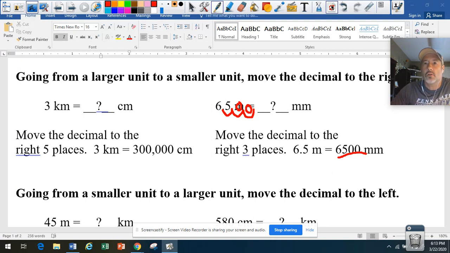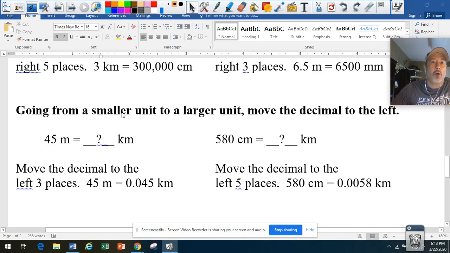So let's take a look here. Let's clear this. Now, what happens if we're going from a smaller unit to a larger one? Well, guess what? We're going to do the opposite. It says when going from a smaller unit to a larger unit, move the decimal to the left. Underline that. Make sure you understand we're moving it to the left. So let's do that here.